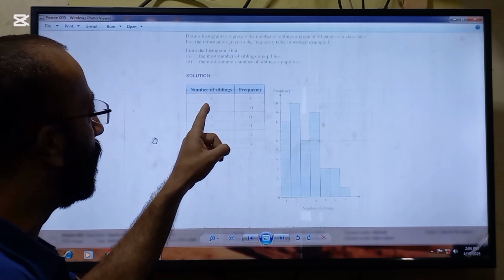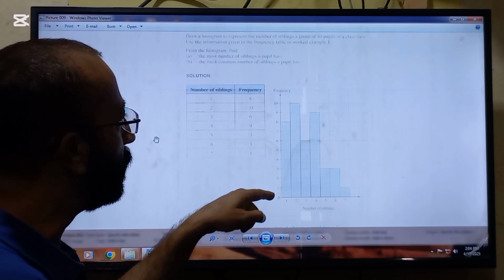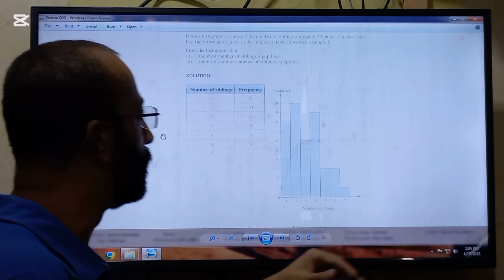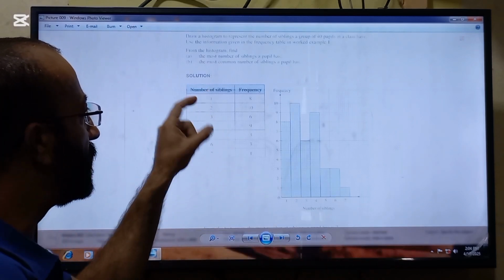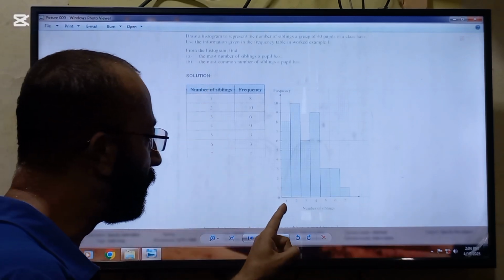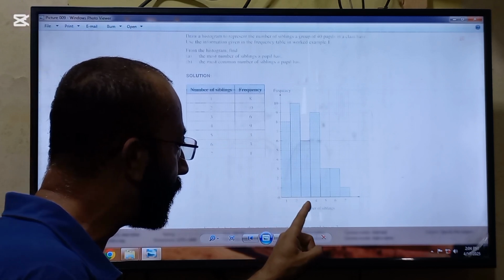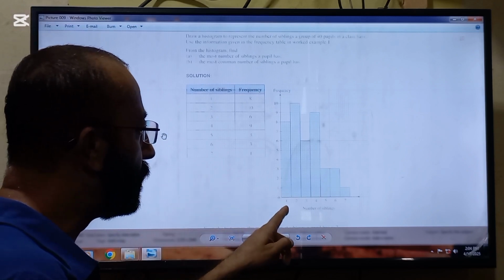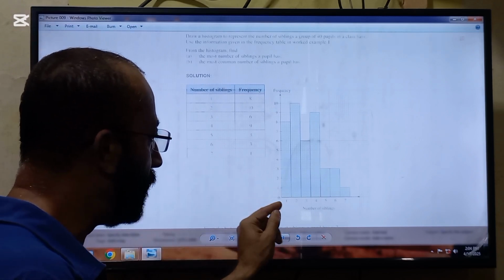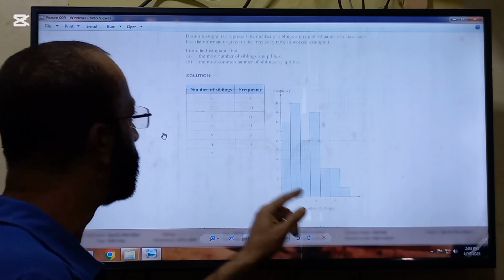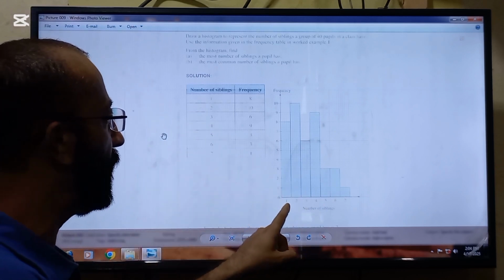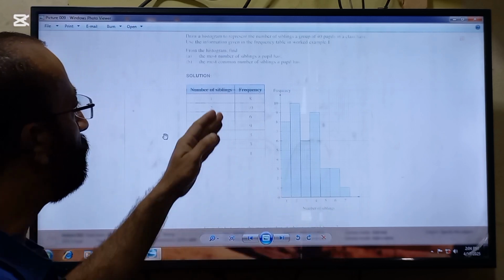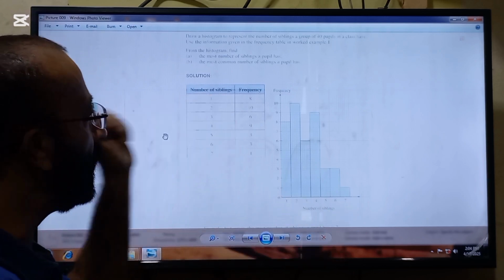So first, frequencies will always be drawn on the vertical line, and the numbers of siblings on the horizontal line. Because these are singular numbers, they will be written in the middle of each bar. So this is the point to remember when singular values are given: write the values right in the middle of the bars. So 1, 2, 3, 4, 5, 6, 7. We write 1 in the middle of the bar, then 2, 3, 4, 5, 6, 7. So frequencies are from 1 to 8.